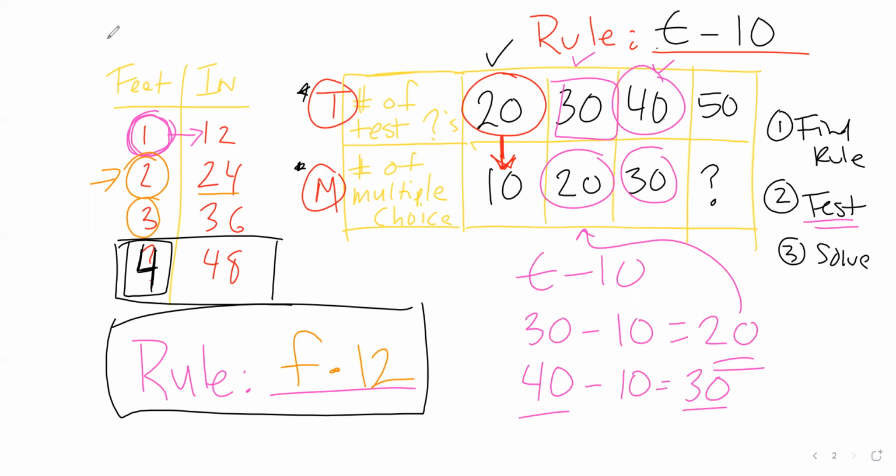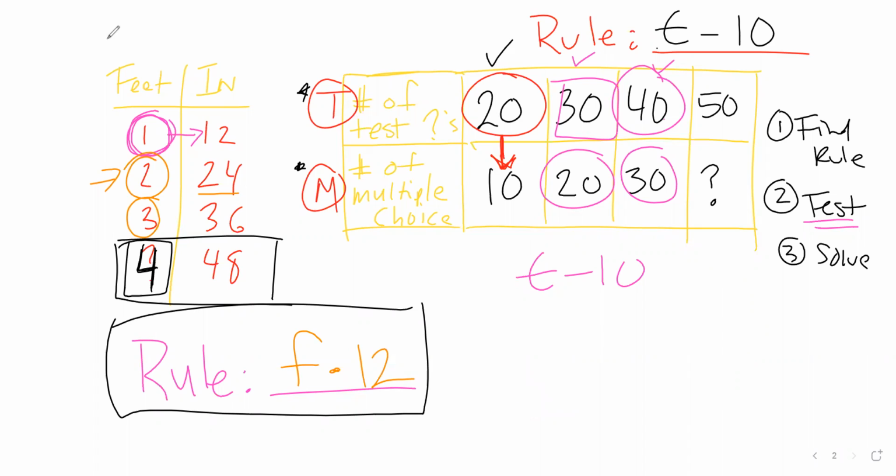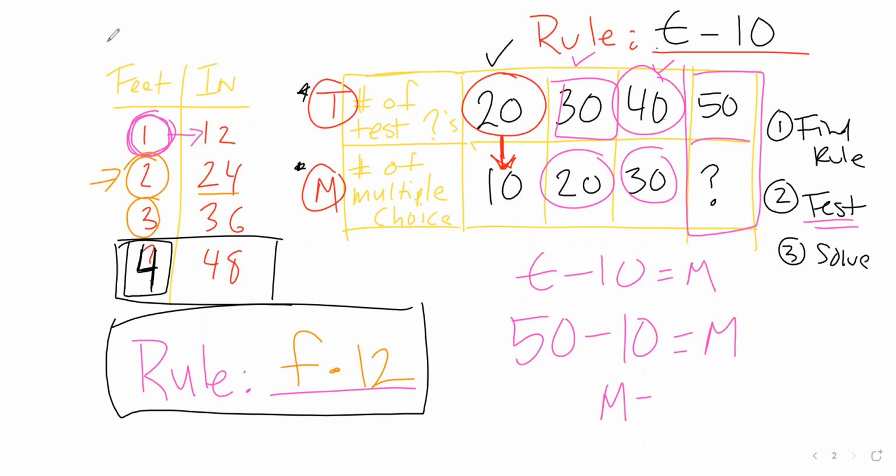So I know my rule. My rule is T minus 10, excuse me. That's my expression. So let's do this last one to help myself solve it. It's T minus 10 equals M. What do I know about this particular set of data? Well, I know my T is 50. So I'll substitute. I know minus 10, that's the constant rule. That hasn't changed the whole time. And then I need to get to my M, and what this M is going to equal then is 40. And that would be my answer in here.